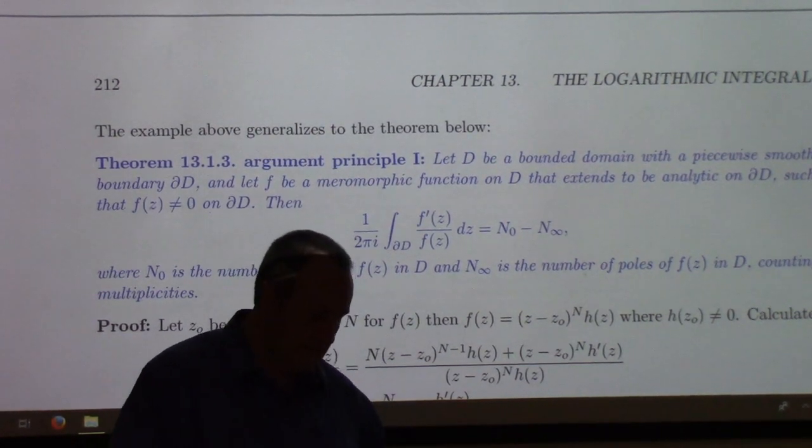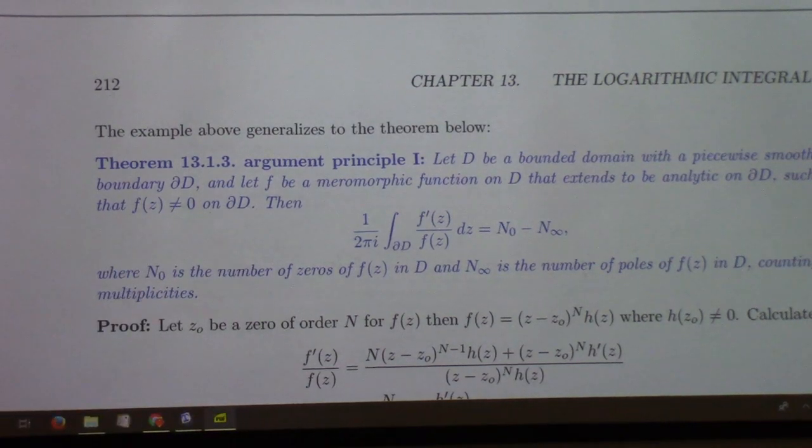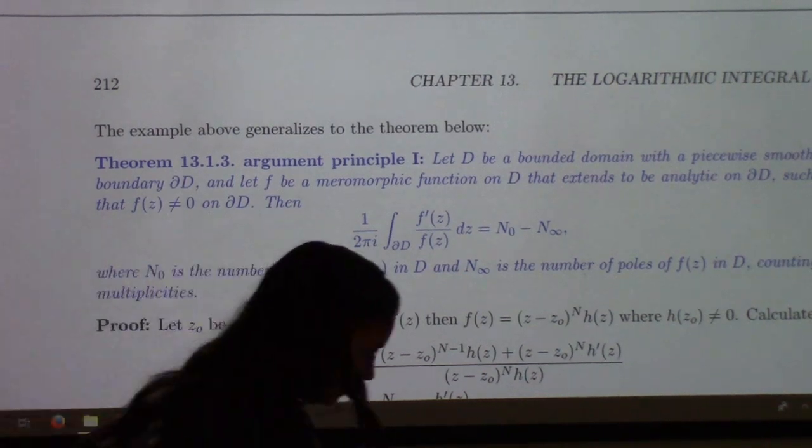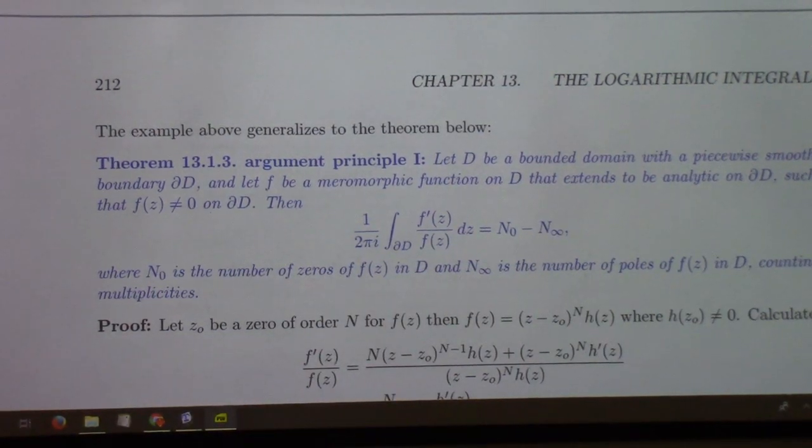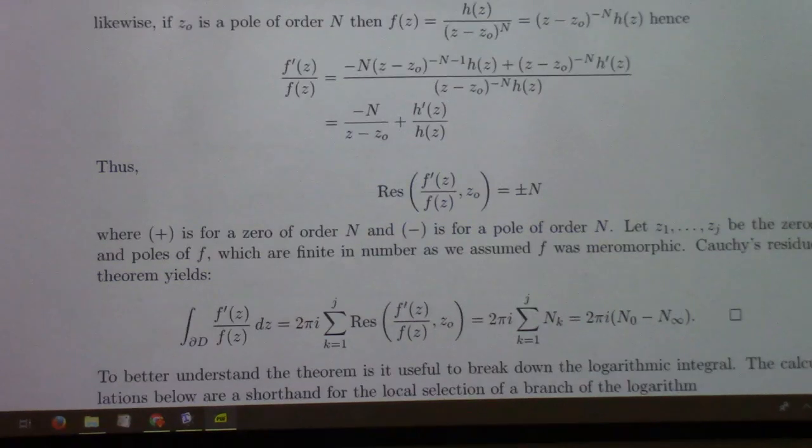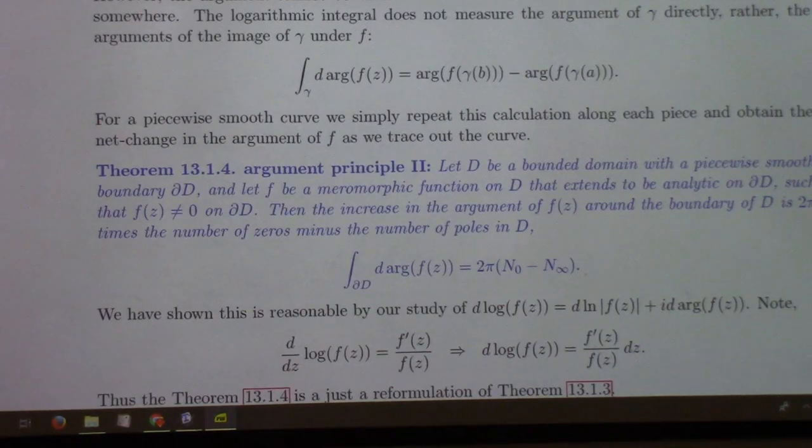Amen. Okay, so last time I shared with you the argument principle, which says that the logarithmic integral is equal to the difference between the number of zeros and the number of poles, counting, of course, multiplicity. And so I think the argument principle 2 is really more where it's at.